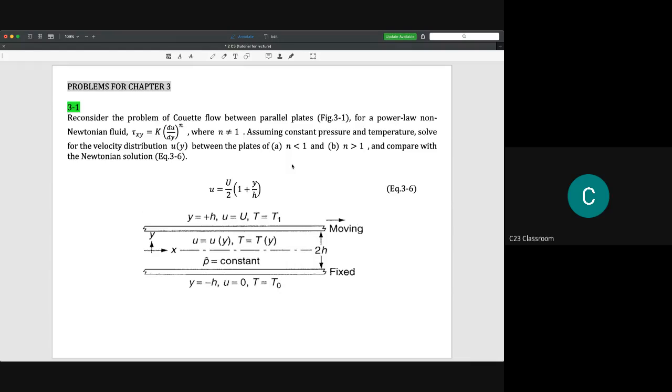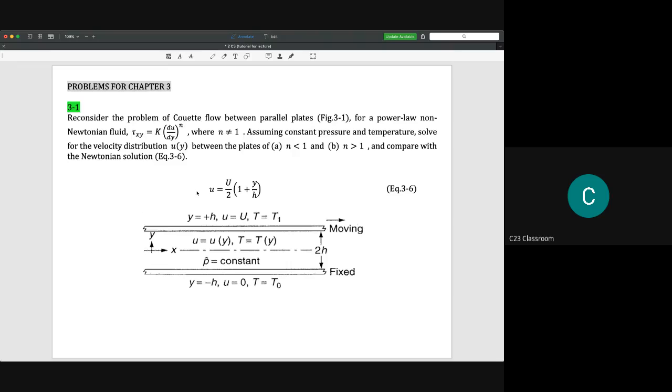Our aim and objective for chapters 1, 2, and 3 is that I hope you could use the Navier-Stokes equation. We have the Navier-Stokes equation for the R axis, theta axis, and also the Z axis. I hope you could use that, suit it to the application, do the integration and so on and so forth.